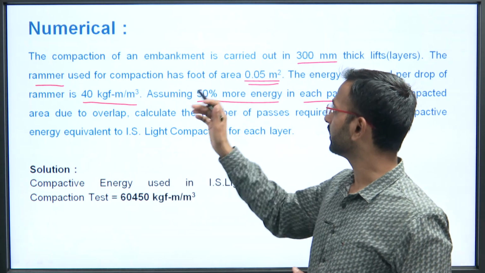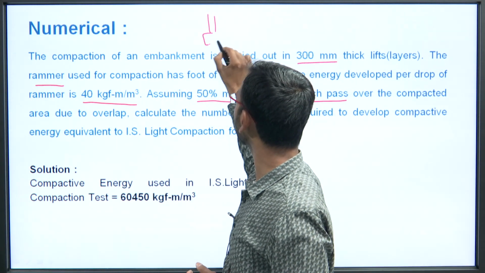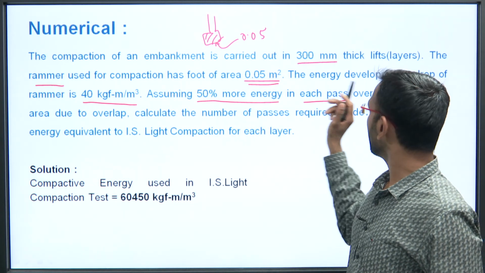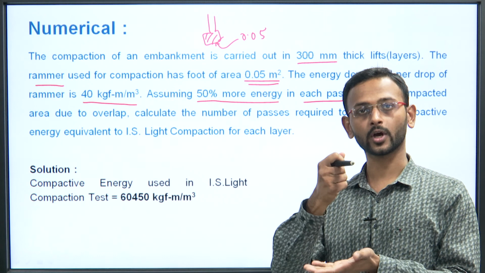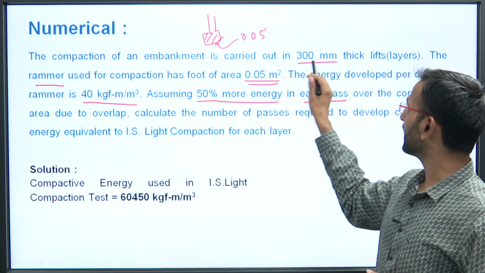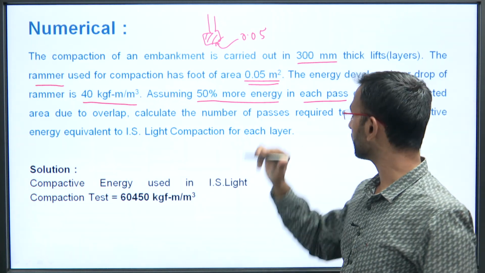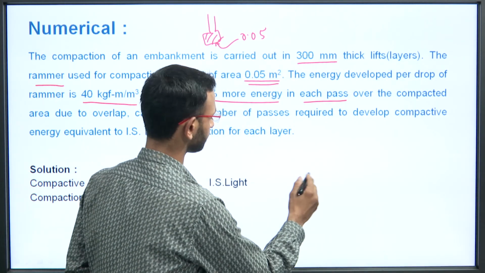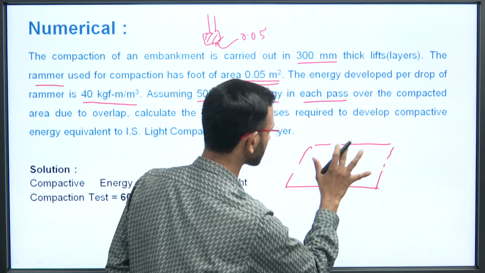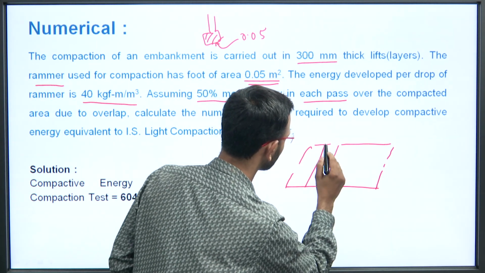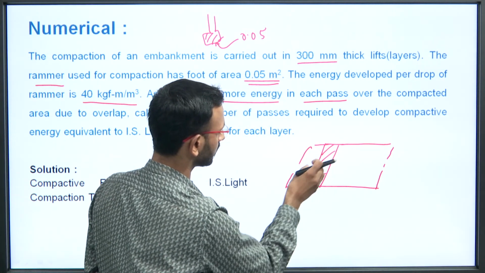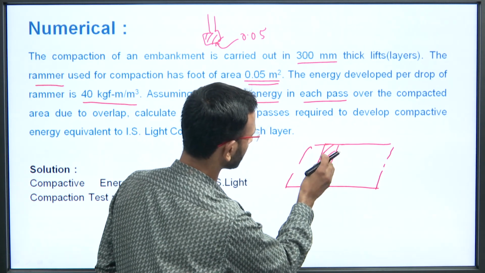Now understand, let us say this is the data given and you have some rammer here which has a foot area of 0.05 meter square. The energy developed per drop of rammer, like each time you drop the rammer on the soil, is 40 kilogram force meter per meter cube. So the energy is given. Now it is carried out in 300 mm thick lifts. Now see here, let us say in figure C, this is the sand or the soil, and the rammer is being applied in this portion.